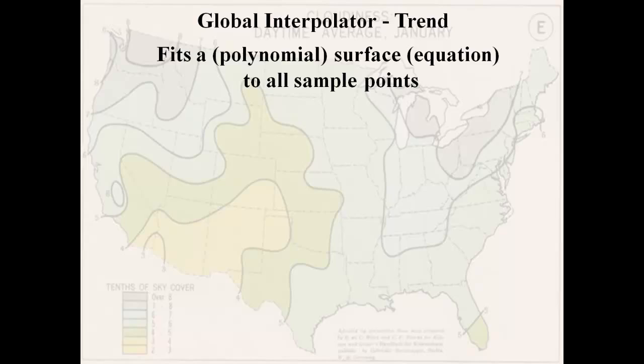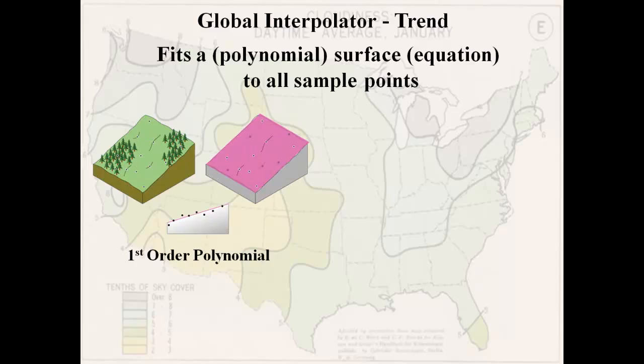Okay, so the first type we're going to consider is trend. What trend is going to do is fit a surface to all of the sample points. In our case, we're going to use all of the airports, which means it's going to be a global interpolator. You can fit different orders of polynomial to your input. In this example, you see a graphic that represents reality, and this would be a first order polynomial, or a plane, fit to this surface. You can see the points we're going to use to make our estimate. What a first order polynomial does is fit a plane to these points that minimizes the sum of the distances from the points to the plane.